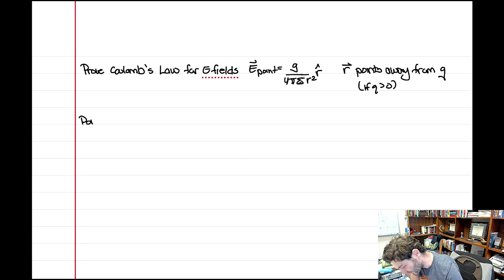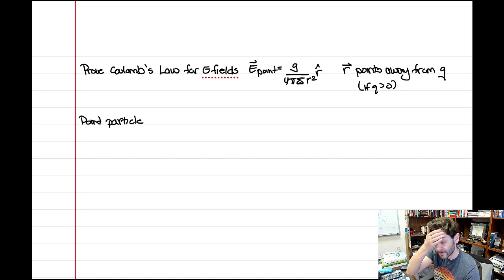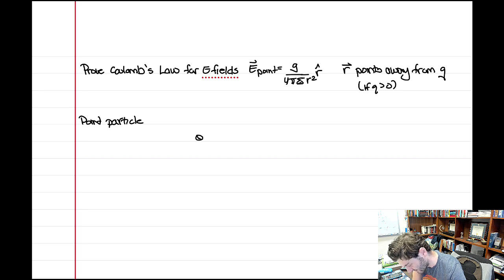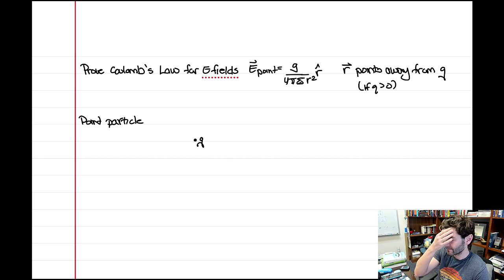So let's consider a point particle. Now let's suppose we don't know anything about what electric fields look like. We know it's a point particle, and we know it has some electric field, but we don't know what that electric field should look like. And for the sake of drawing, let's let this charge be a positive charge, though that doesn't matter, but the arrows I draw might just have different directions if it's negative.